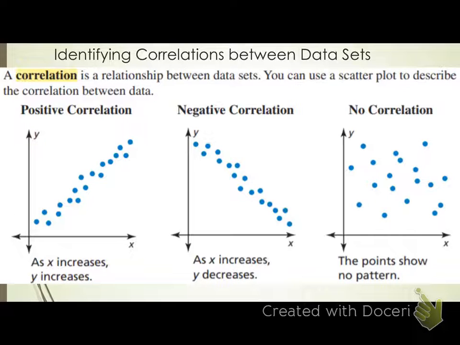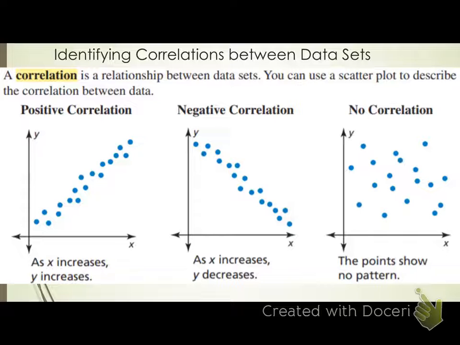A correlation is a relationship between data sets. You can use a scatter plot to describe the correlation between data. On our previous one, as our x value was increasing, our y value was also increasing, correct? This is what we would call a positive correlation. It looks like these points are all clustered around one single line, correct? Like I could draw a line right between all that data. What would the slope of that line be? Positive or negative? Positive. So that's how you can remember it. If the line would have a positive slope, that'd be a positive correlation.